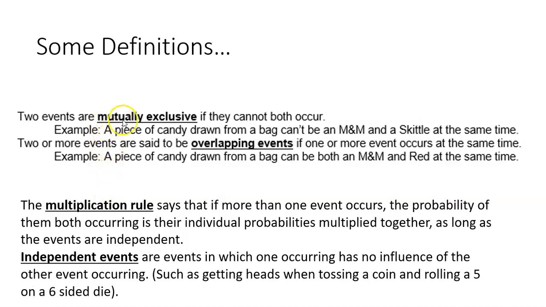Two events are considered to be mutually exclusive if they cannot both occur at the same time. For example, if we were drawing one of our Venn diagrams, here's event A occurring, here's event B. So mutually exclusive events would have no overlap. There would be nothing they have in common. There's two things that cannot happen at the same time.